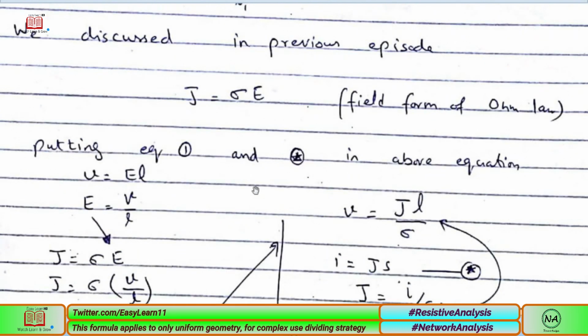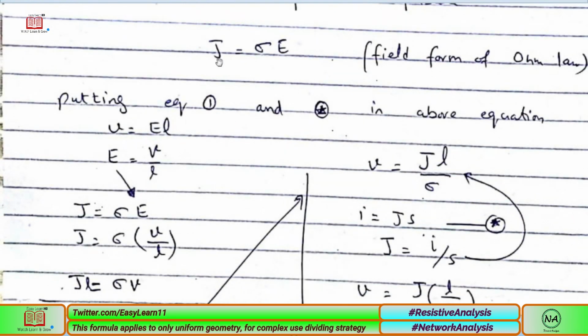Now our task right now is to put the value of the current density and electric field here. Then this formula will be converted into a form of current versus voltage relationship. If we are able to derive a relationship of current versus voltage in the resistive circuit, this is the end of the circuit interpretation of the resistive circuit. So all we need to do is put equation 1 and equation number star in this equation.